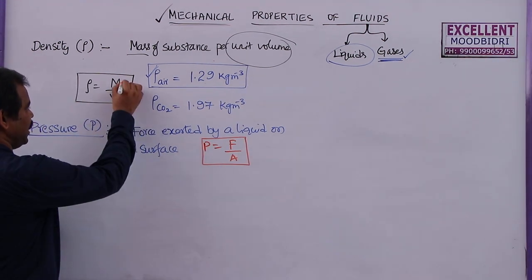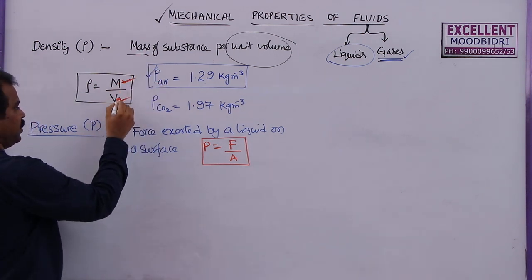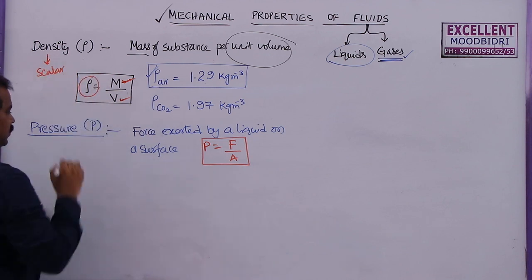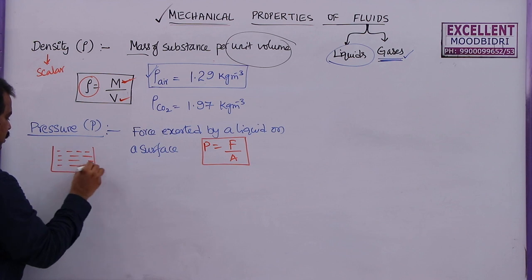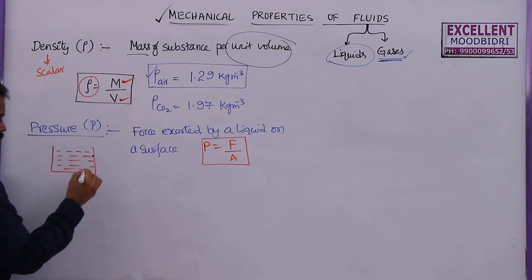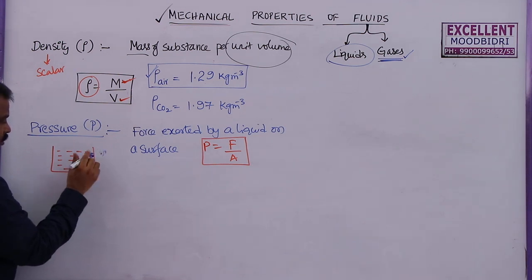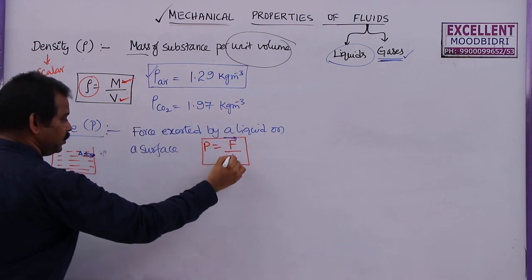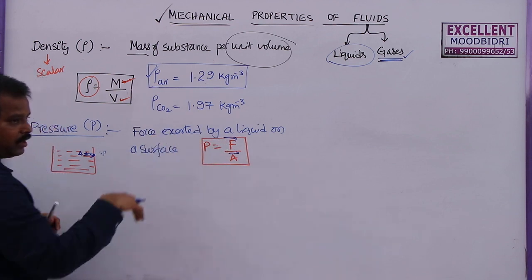You see, mass is a scalar quantity and volume is also a scalar quantity. So if you divide a scalar with a scalar, you always get a scalar. So density is a scalar quantity. But now you see this pressure. If you take a container with liquid inside, and look at the pressure at a particular point, the force is acting like this and the area is also acting in this direction, the area vector, which is normal to the surface. So at this point, force is a vector and area is a vector. That means the ratio between these two vectors may be a vector or a scalar.